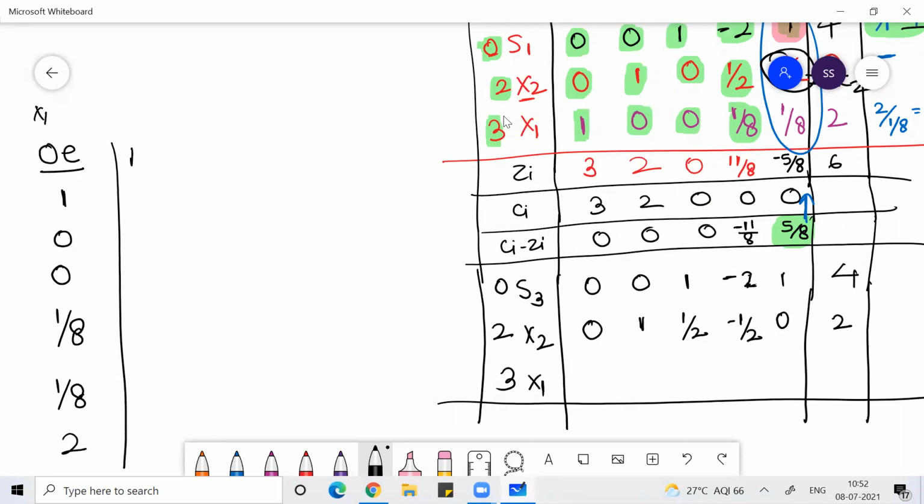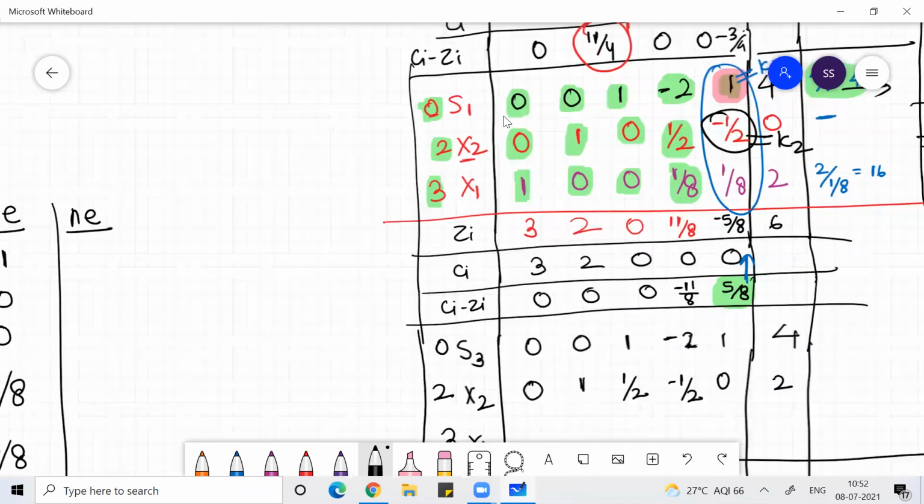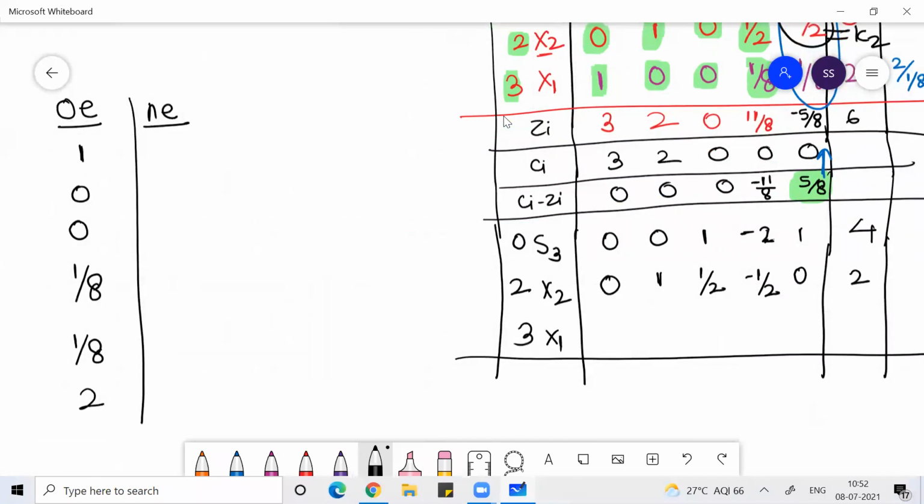So now what is the new element? New element is S3. New element S1 was replaced by S3. So that is 0 0 1 minus 2 1 4.